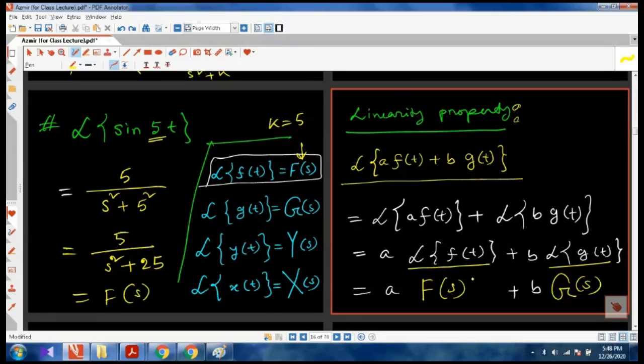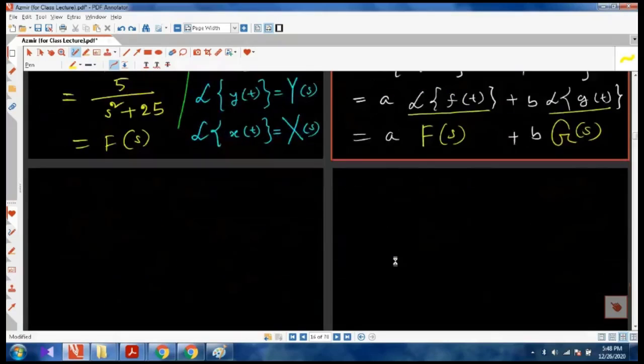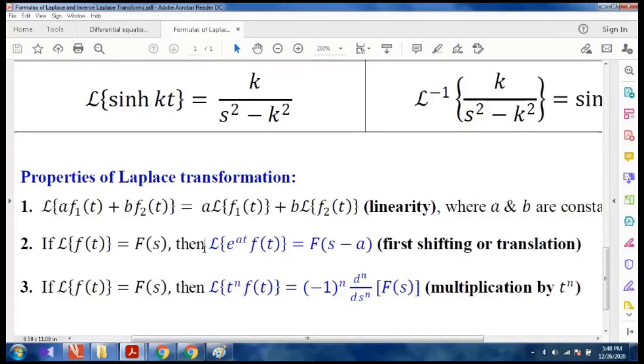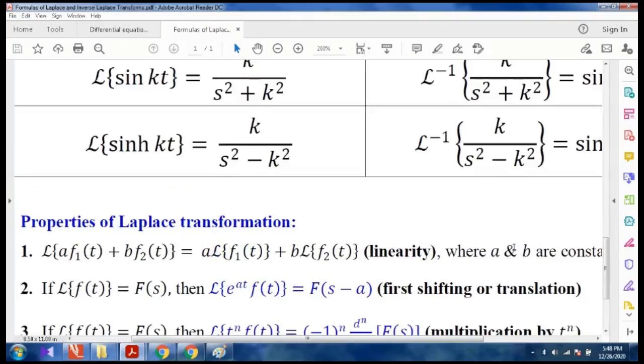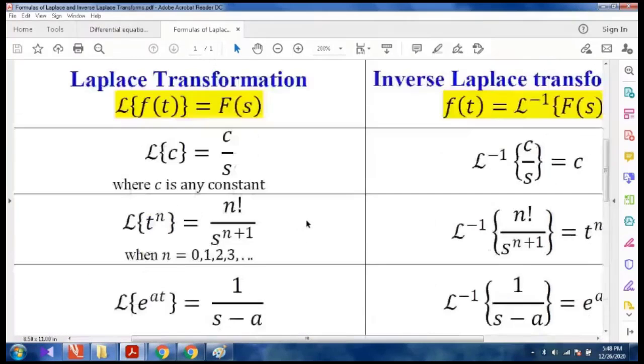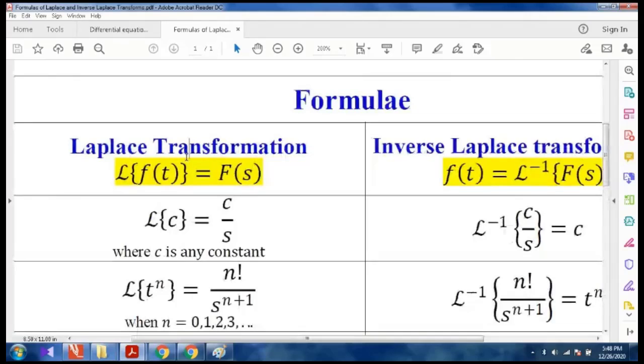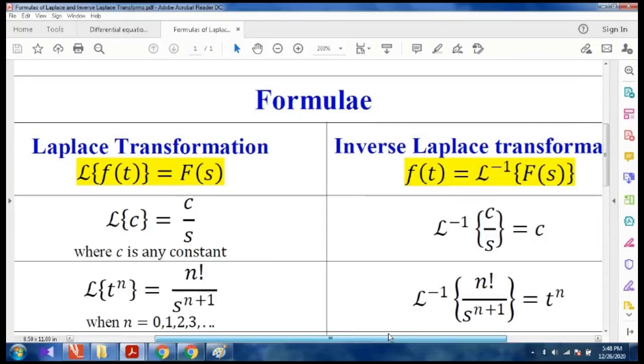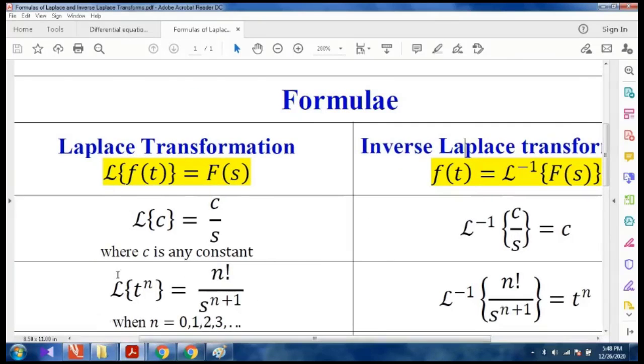So let's solve some problems with the linearity property. Then gradually we will move to the shifting property and the multiplication by t power n property. Then we can say that is enough for Laplace transformation. And then we will try to have a look at inverse Laplace transformation if we have time.